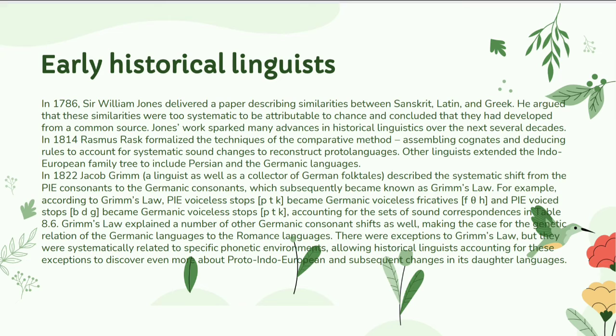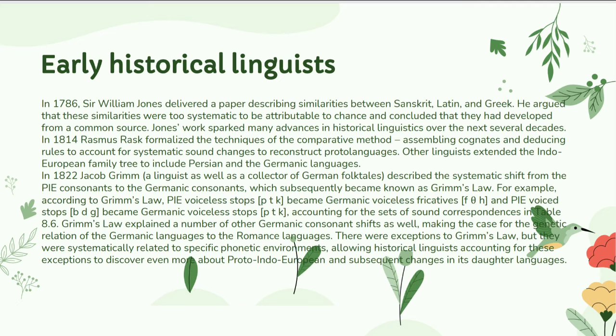For example, according to Grimm's law, PIE voiceless stops became Germanic voiceless fricatives, PIE voiced stops became Germanic voiceless stops, and PIE voiced aspirated stops became Germanic voiced stops. Accounting for the sets of sound correspondences in the table earlier, Grimm's law explained a number of other Germanic consonant shifts as well, making the case for the genetic correlation of the Germanic languages to the Romance languages.